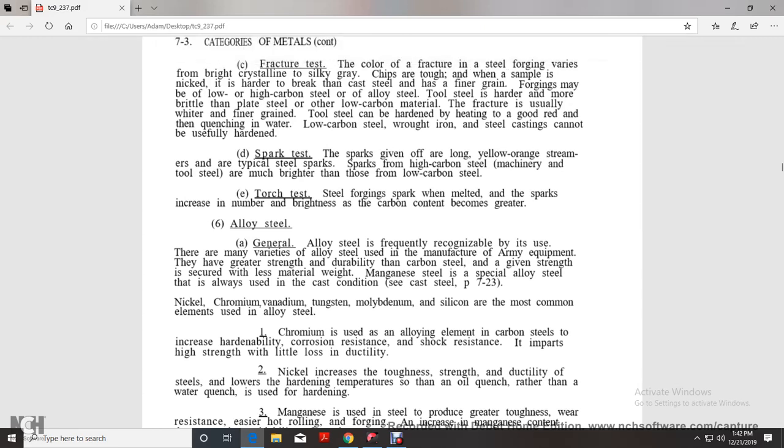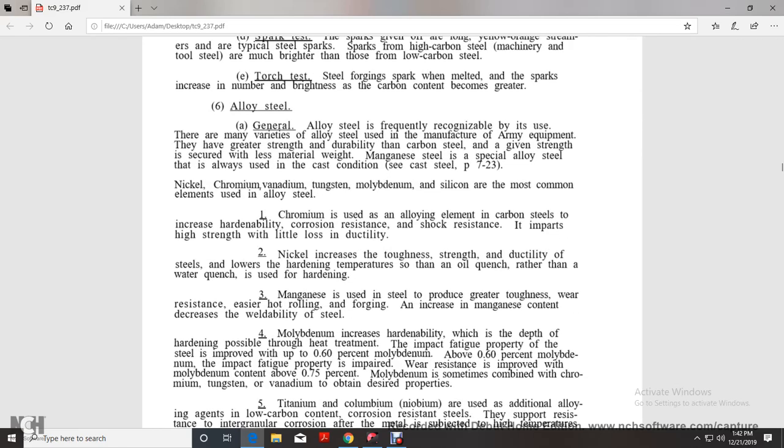All right, alloy steel. General alloy steel is frequently recognized by the use of many varieties of alloy steel in manufacturing arms and equipment, giving greater strength and durability than carbon steel, with less material weight. Manganese steel, a special alloy steel, is usually used in these casting conditions. See cast steel, page 723. Nickel, chromium, vanadium, tungsten, molybdenum, and silicon are the most common elements of alloy steel.